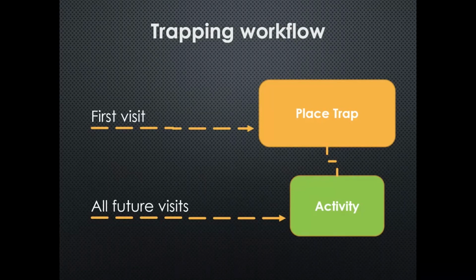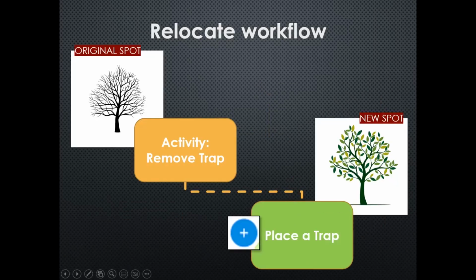All future visits are related to that first visit. So you first select that trap on the map, that site, and then there's a related activity table for all future activities. So that's how the data is entered. First, by placing the trap. Secondly, by selecting that location and adding an activity on a table. There is a workflow that sometimes gets us kind of confused, and that's when we have to relocate a trap.